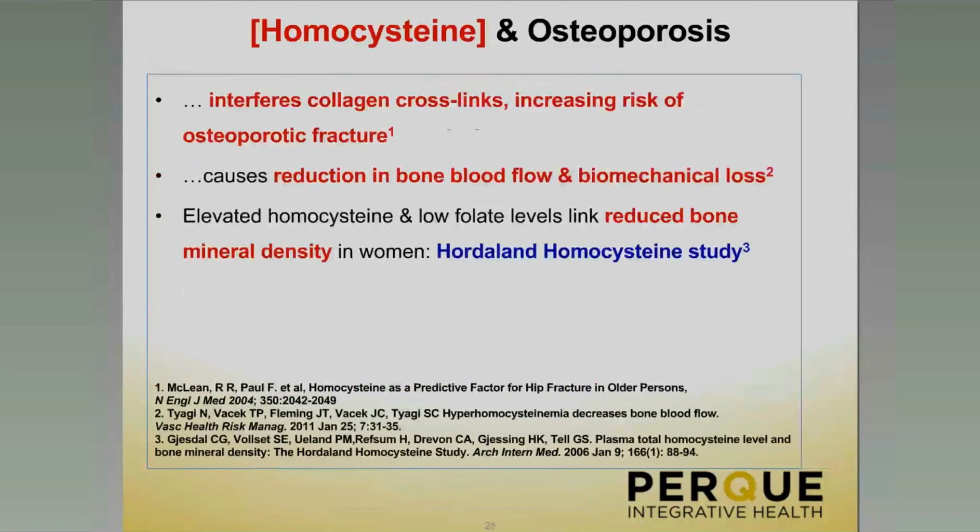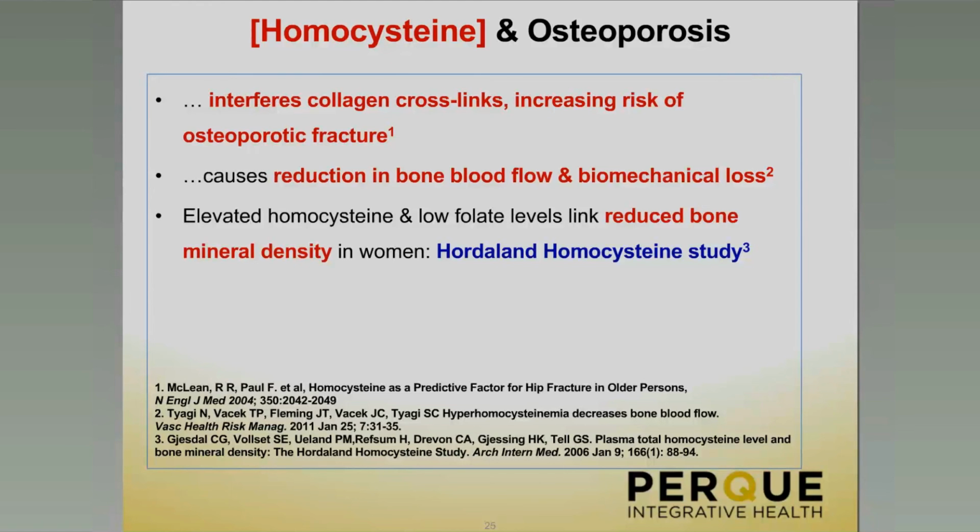Homocysteine, or detoxification, is important in osteoporosis, and I put brackets around it to indicate concentration. So the level of homocysteine is particularly predictive. The higher the homocysteine, the more the risk of osteoporosis, because homocysteine interferes with collagen crosslinks, increasing the risk of osteoporotic fractures. Homocysteine causes reduction in bone blood flow and biomechanical loss, and its elevation is associated with low folates that are linked to reduced bone mineral density in women, the so-called Hordaland Homocysteine Study, which is cited on the bottom of this slide.